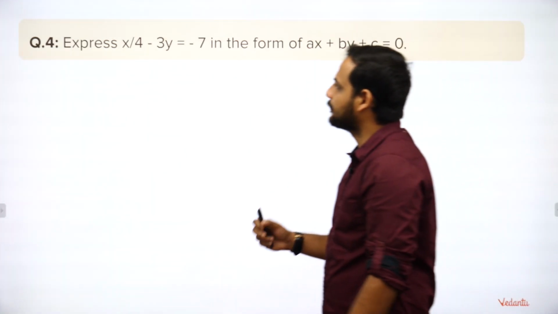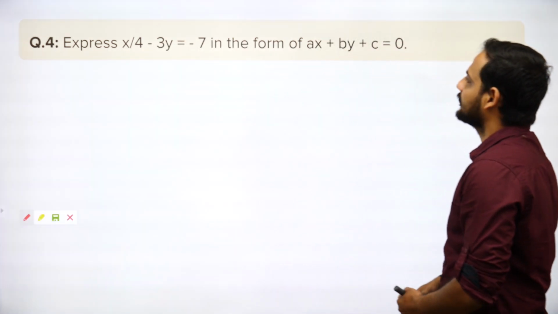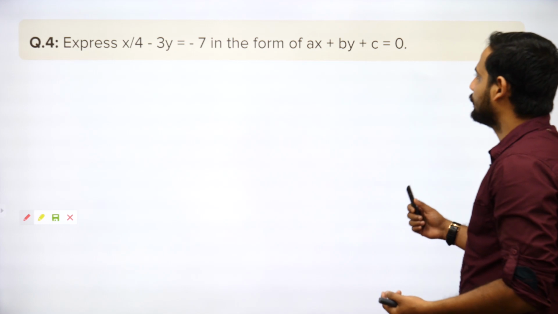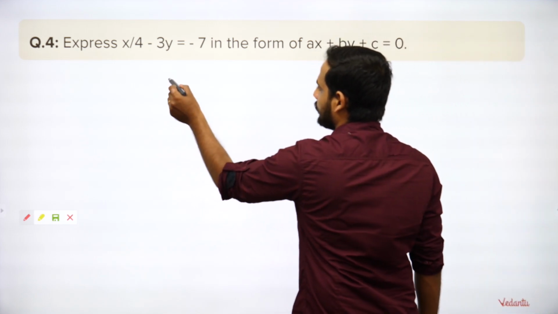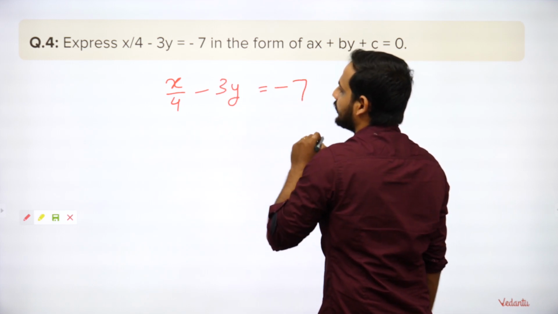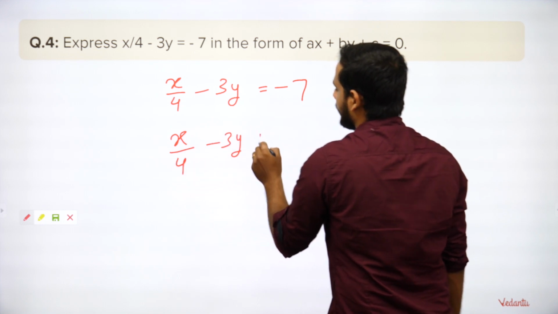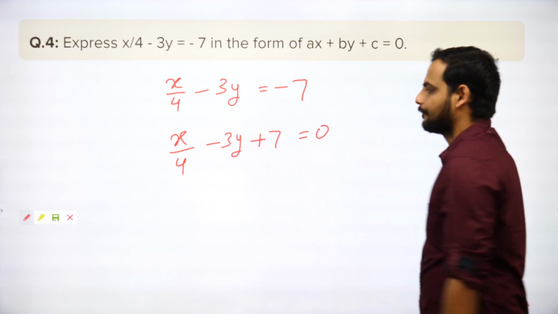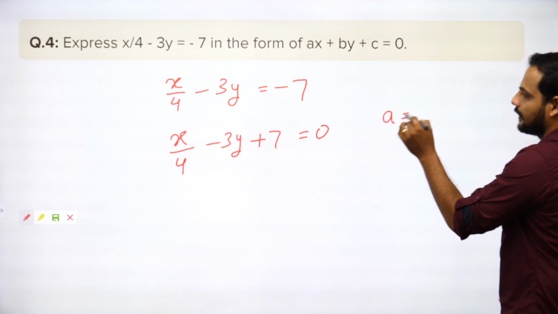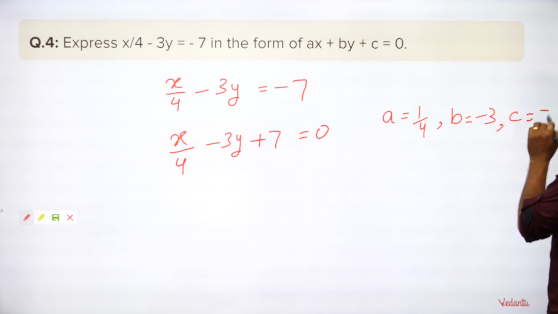The next question is, express x by 4 minus 3y is equal to minus 7 in the form of ax plus by plus c equal to 0. So what is your equation? Your equation is x by 4 minus 3y is equal to minus 7. So shift this minus 7 there, and you will get x by 4 minus 3y plus 7 equal to 0. From here I can say my a is equal to 1 by 4, my b is equal to minus 3, and my c is equal to 7.